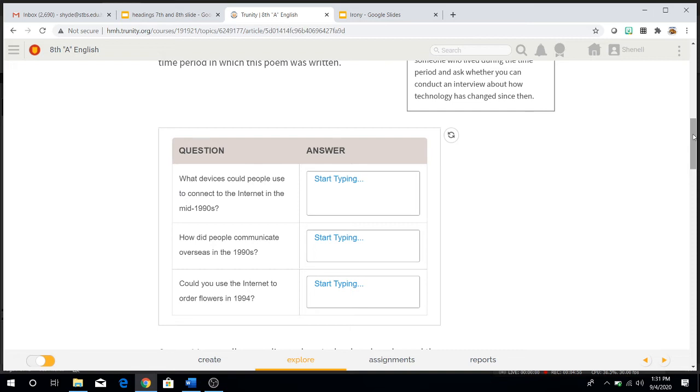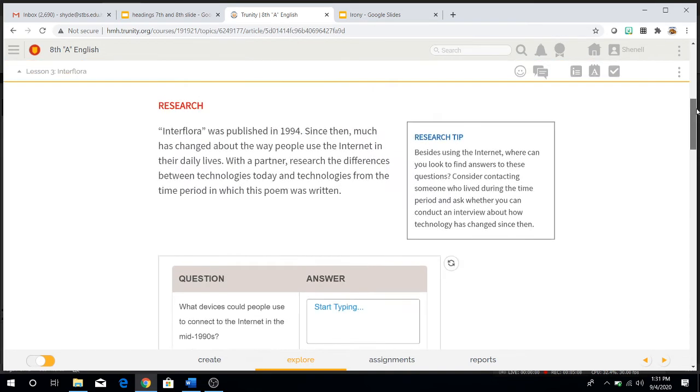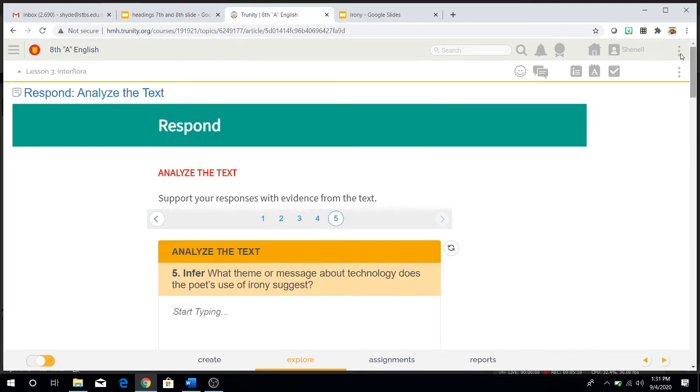Instead of mid-1990s, you would have to put 2000s. And instead of overseas in the 1990s, 2000s. And again, could you use the internet to order flowers in the year 2000? So that's basically going to be a homework assignment.